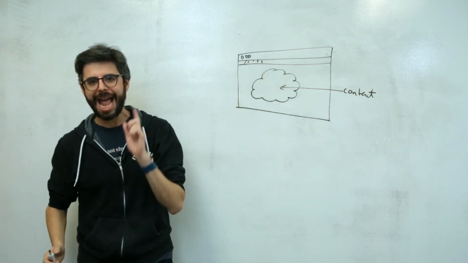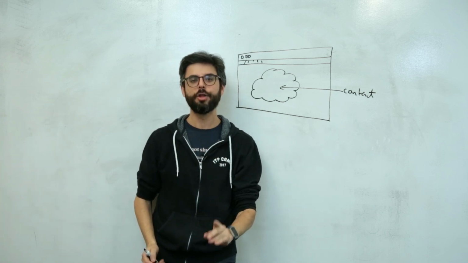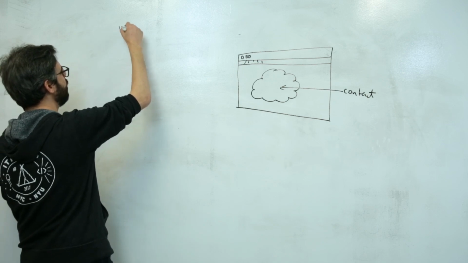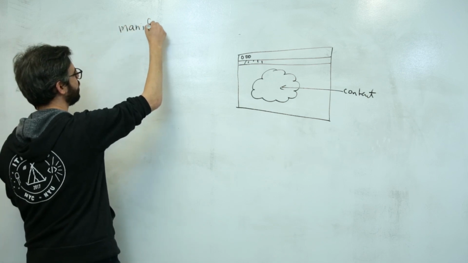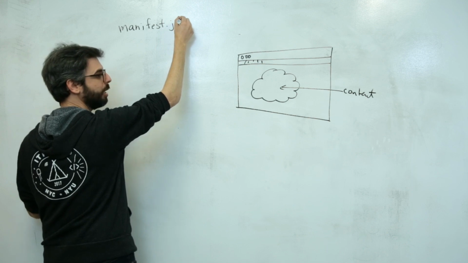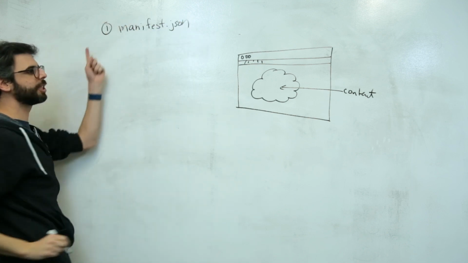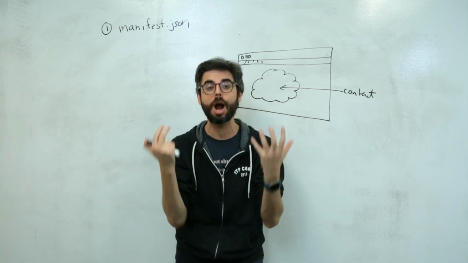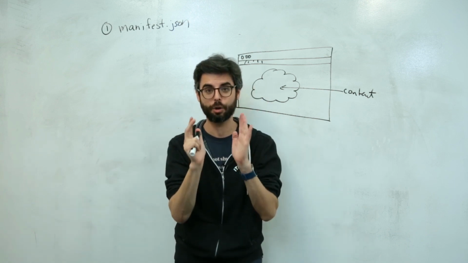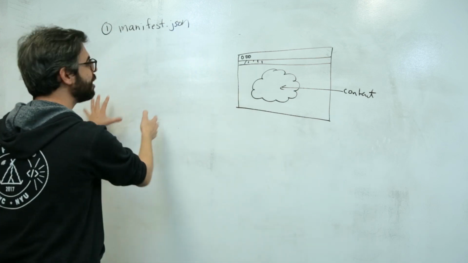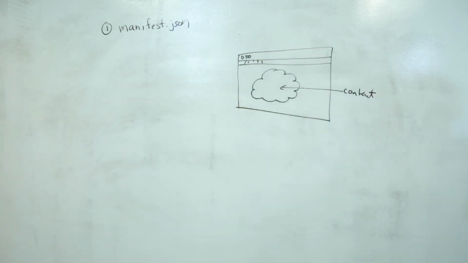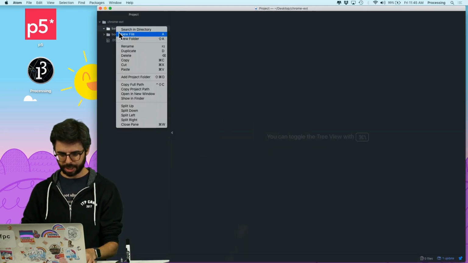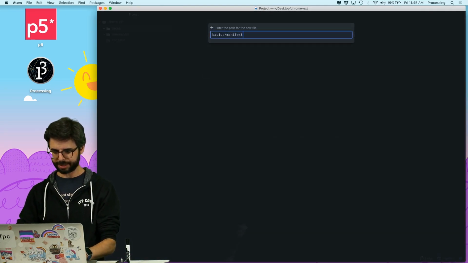For any Chrome extension that you make, the first thing that you have to have is something called a manifest file, manifest.json. So this is the first thing that you need. This is a file that has all of the configuration, properties, and information about your Chrome extension. So let's first go make a manifest.json file. I'm going to go to Atom. I'm going to make a new file. I'm going to call it manifest.json.